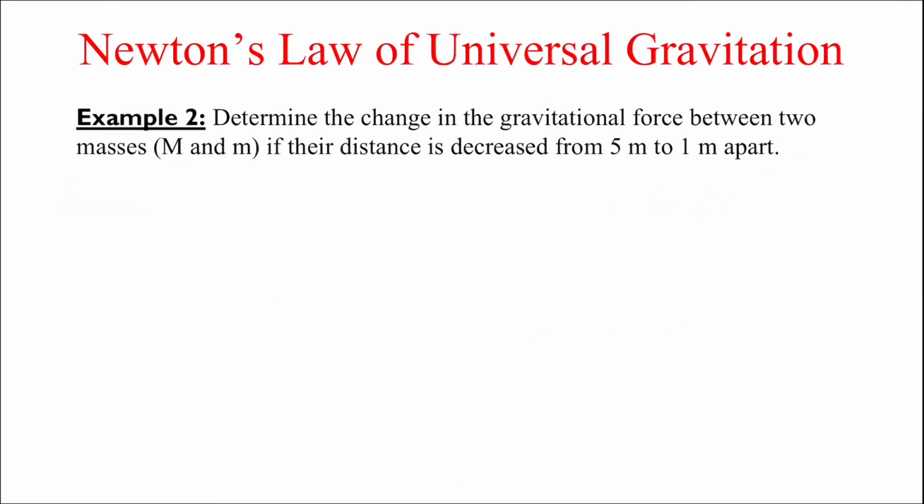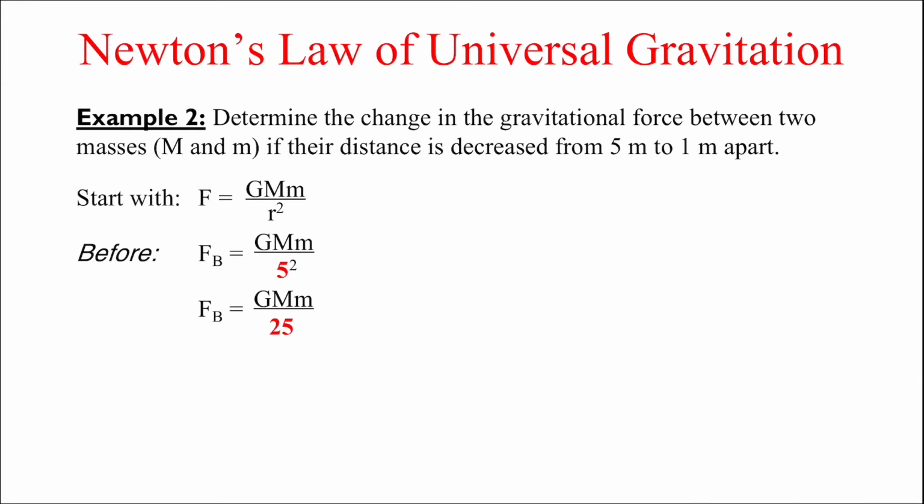In the second example, let's explore what happens to the gravitational force between two objects of mass capital M and lowercase m if their distance is decreased from 5 meters to 1 meter apart. Again, we start with F equals GMm over r squared, but instead of replacing all of these variables with numbers, we're only going to work with the variable r for the distance. Originally, we have a distance of 5 meters, so we replace the r in the denominator with a 5. 5 squared is 25, so we get F equals GMm over 25, or 1/25 of GMm.